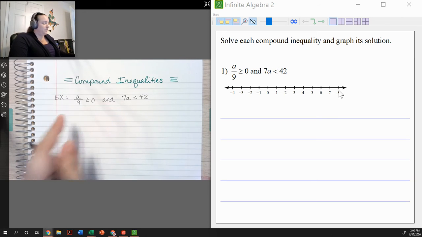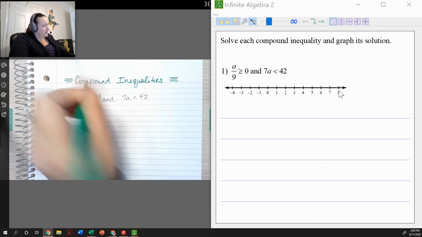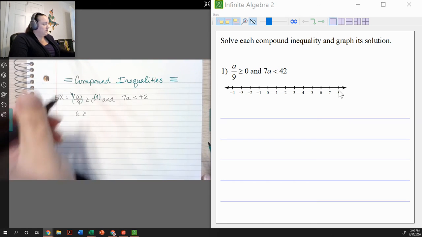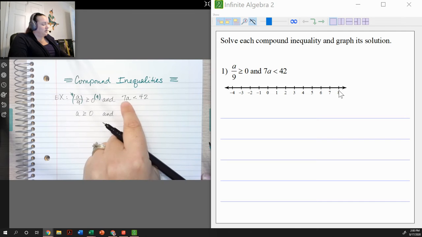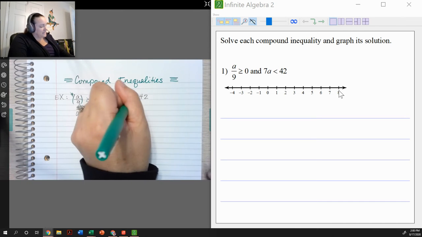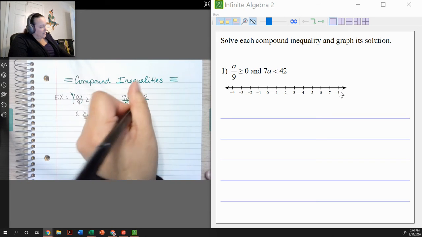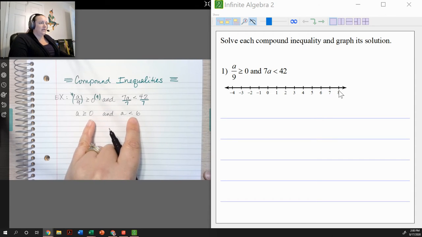I need to isolate the variable, so I'm going to multiply both sides by 9. The 9s cancel, and I get a greater than or equal to 0, because 0 times 9 is 0. Then I need to solve this other inequality. For 7a less than 42, I need to divide both sides by 7, so I get a less than 6. That's a good start because I have this number line here and I've got 0 and I've got 6. So those two answers are between -4 and 8.